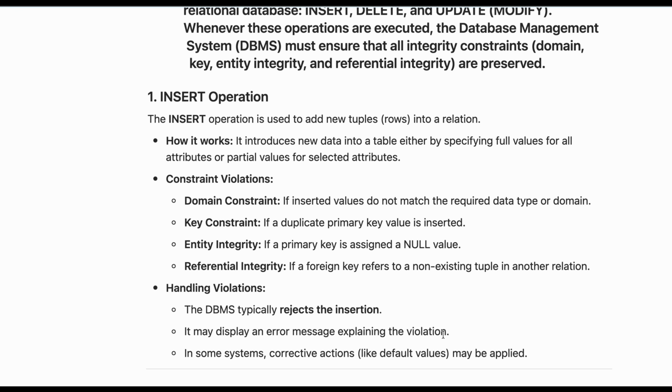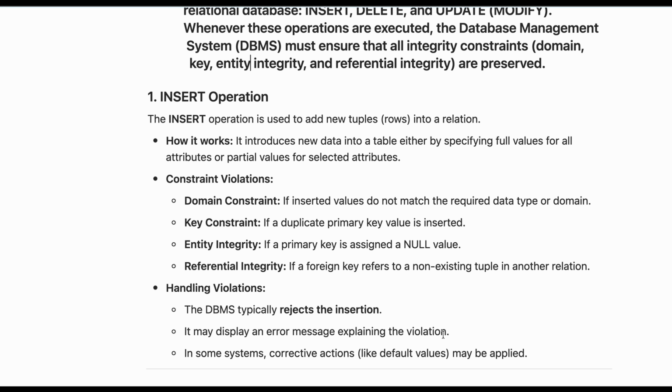Insert is used to add a new row into a table. It works by inserting values either for all attributes or only selected attributes. Now, possible constraint violations: domain constraint occurs if the value does not match the data type, and key constraint occurs if we insert a duplicate primary key, and entity integrity is violated if the primary key is null. Referential integrity is violated if a foreign key refers to a non-existing value. Now how does the DBMS handle this? Usually it rejects the insertion and shows an error message. In some cases, default values may be applied.